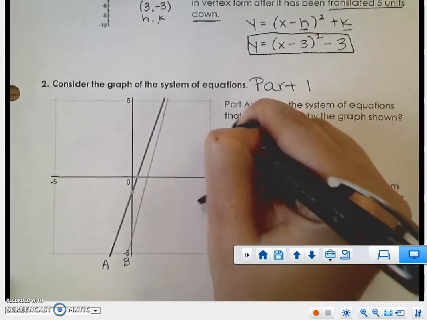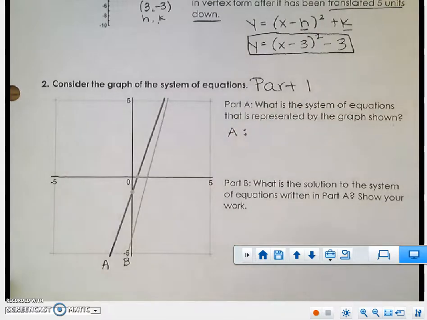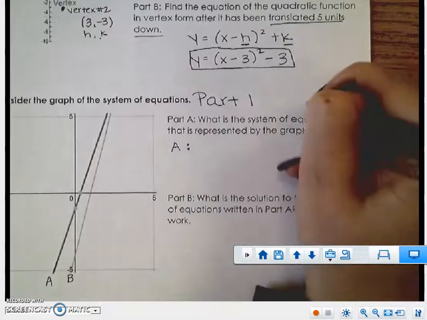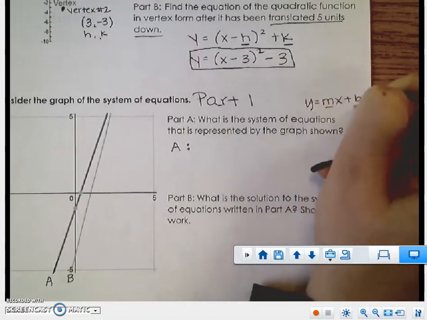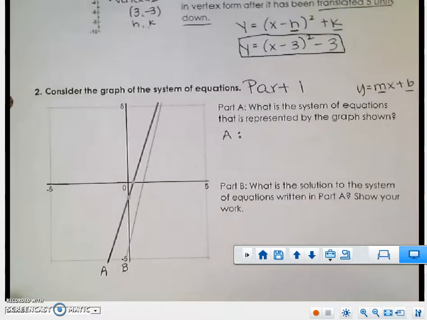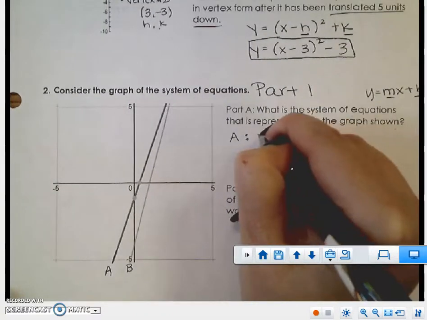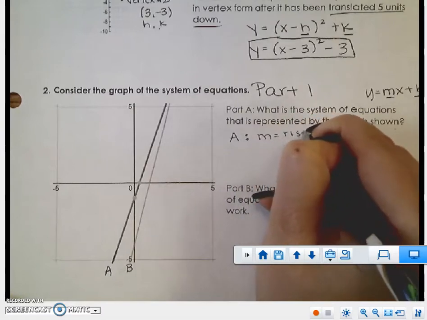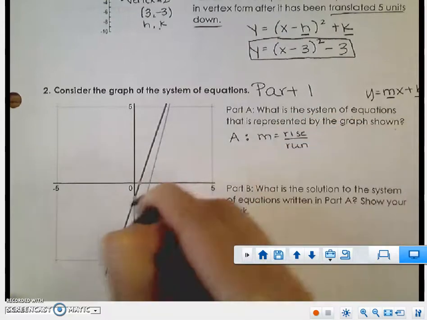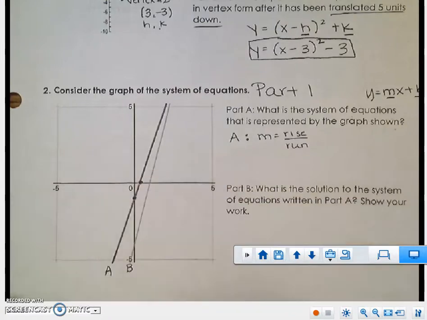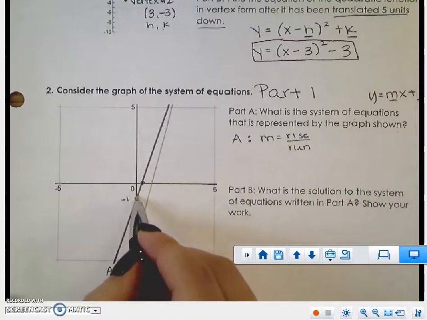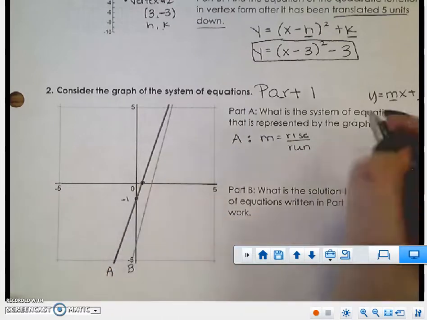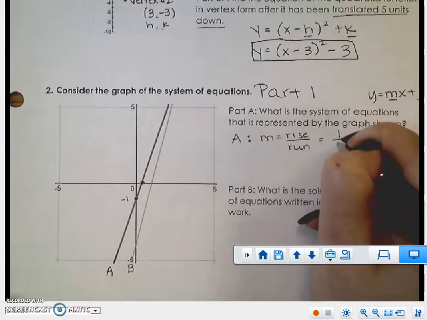So for line A, I need to write this equation in slope-intercept form. Remember that slope-intercept form is y equals mx plus b. So I need to find my m and my b value. So m is your slope, and we find that using rise over run. So they give me 2 points, this point and this point. So I would rise 1, run 1. So my rise would be 1, my run would be 1.